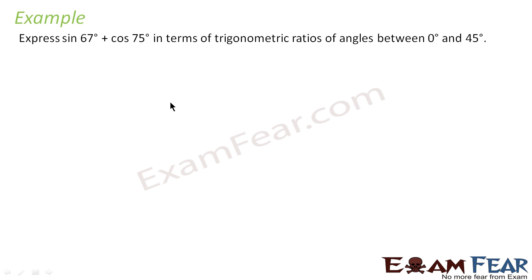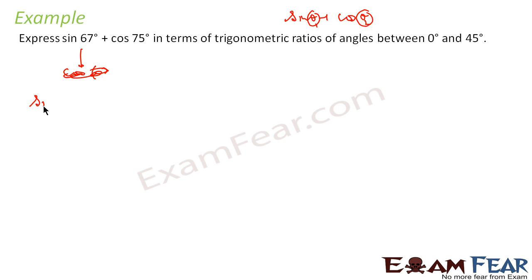The question says express sine 67 plus cos 75 in terms of trigonometric ratio of angle between 0 and 45 degree. So the question says this is 67. You express in such a way in sine theta plus cos theta, where all these theta 1, theta 2, right, they are all between 0 and 45. What we can do? We will say 90 minus 67 degree.